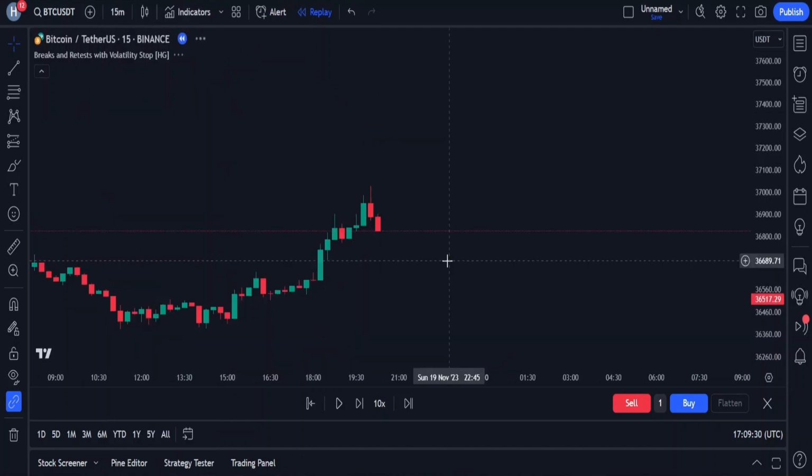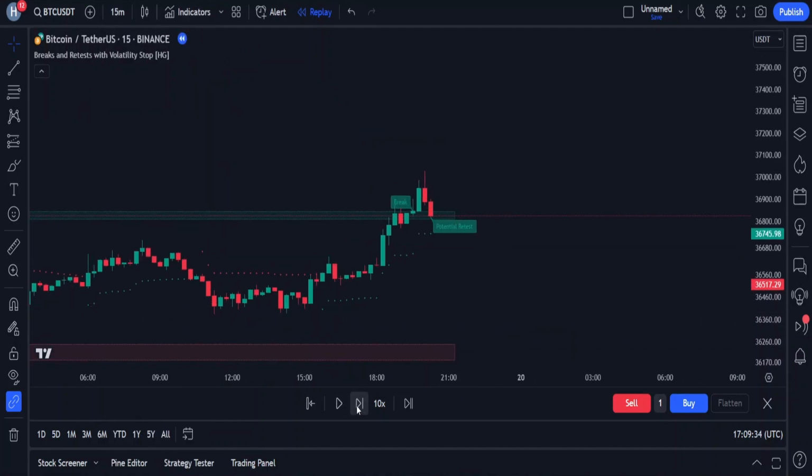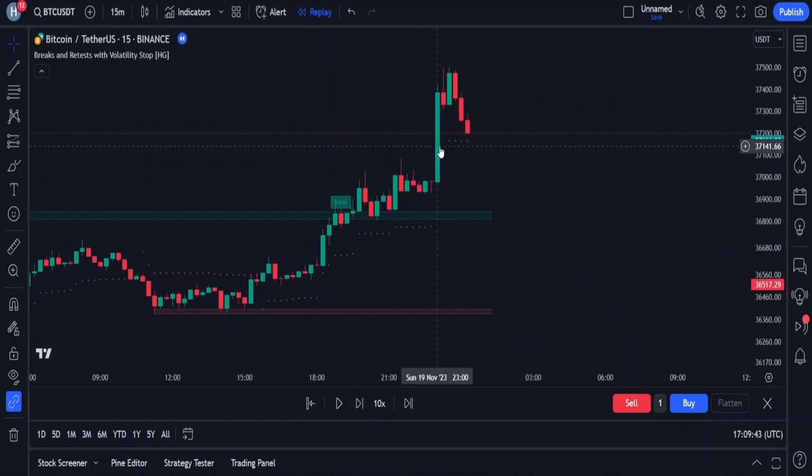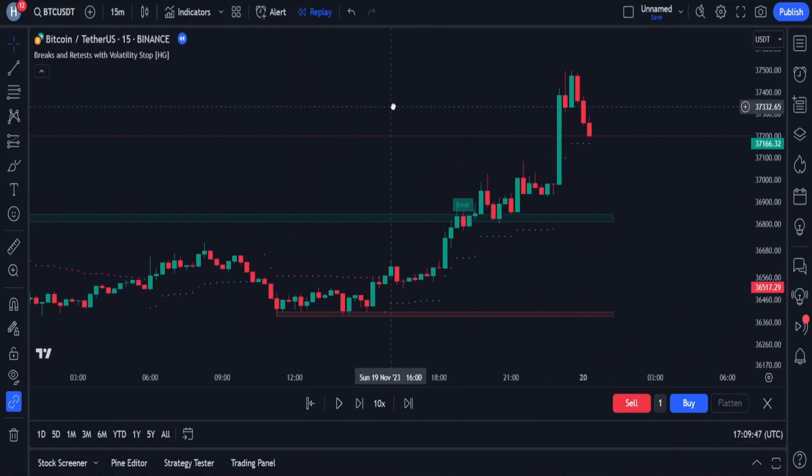So on the 15-minute time frame, we can expect a price rise in the near future. Another easy way to minimize losing trades is to add a second confirmation indicator to the chart.